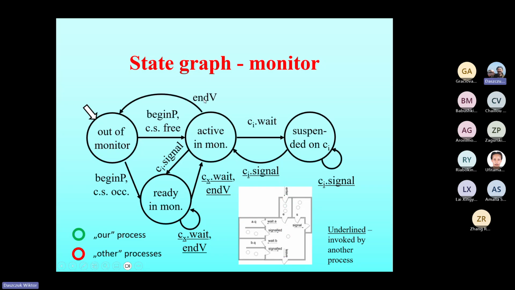When our process leaves the monitor, it comes to the state out of monitor, so it is just leaving a monitor and freeing its critical section. Here we have illustration that we can have many conditions in a monitor, and we have separate suspended states. On every condition, there is a separate state for suspending processes.